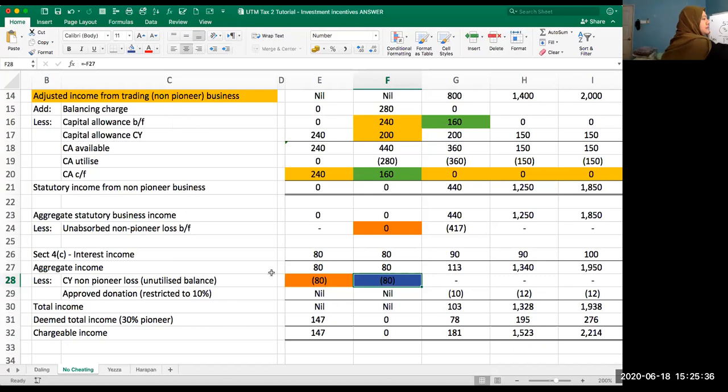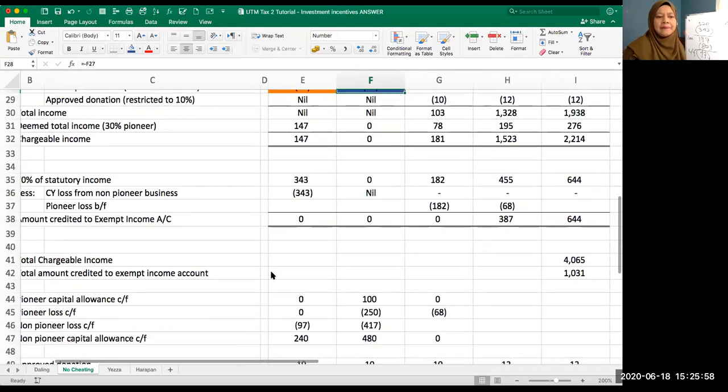80 biru mana datang? How much is the adjusted loss from the non-pioneer in the second year? How much is the loss? The loss from non-pioneer is 400. Okay. How much do you utilize against your SI?